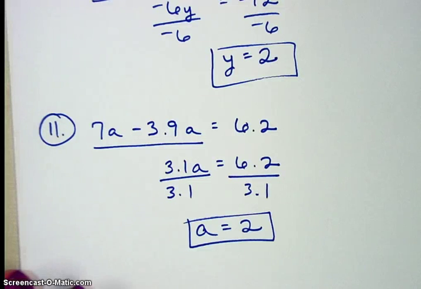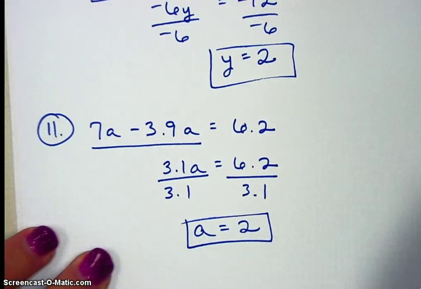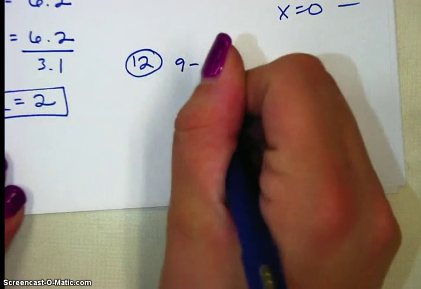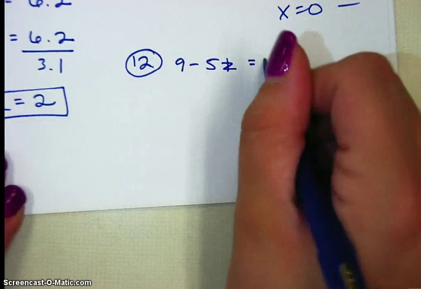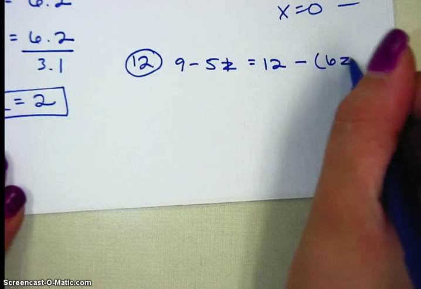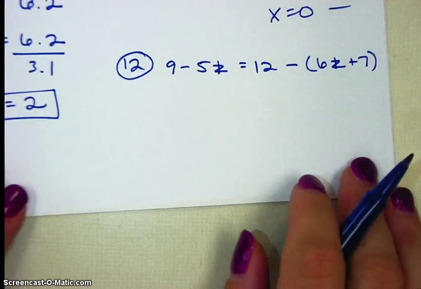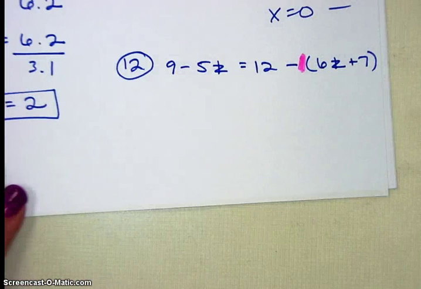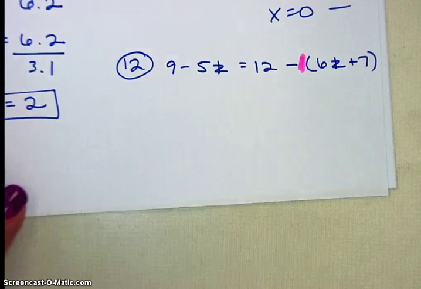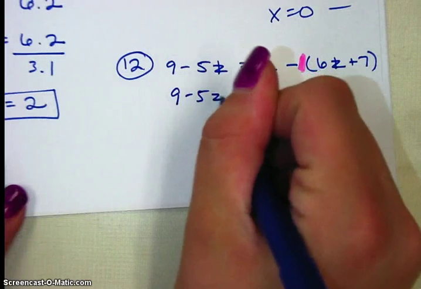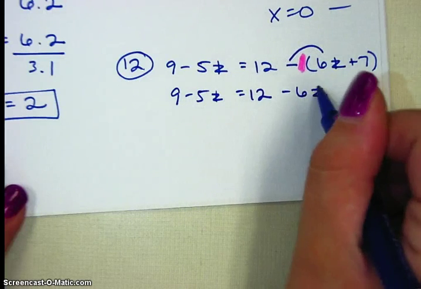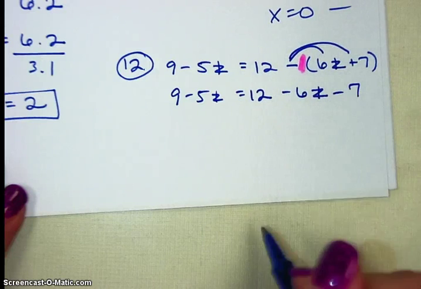Alright. Last equation, number 12. Number 12 says 9 minus 5z equals 12 minus the quantity 6z plus 7. Remember, there's an understood 1 next to that parenthesis. So we're going to distribute a negative 1. So the left side works out fine. You don't need to worry about it yet. Bring down the 12. That's negative 6z when I multiply, minus 7.